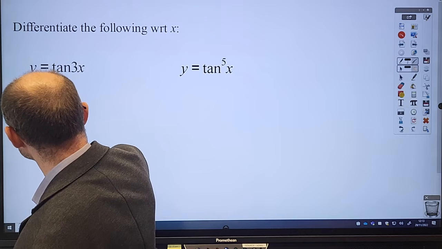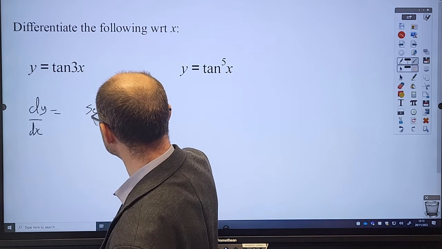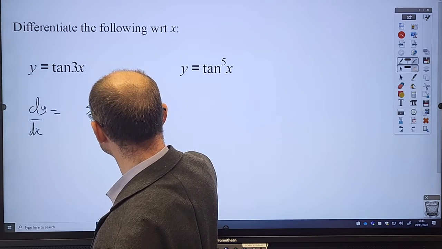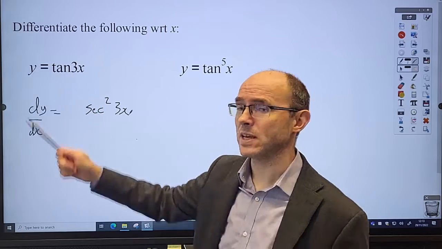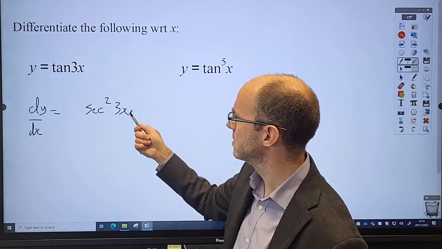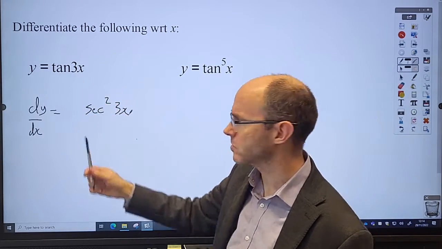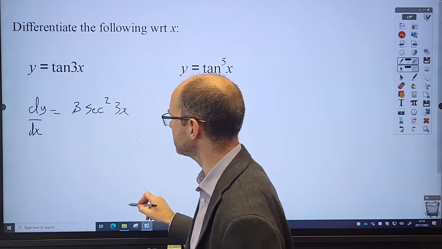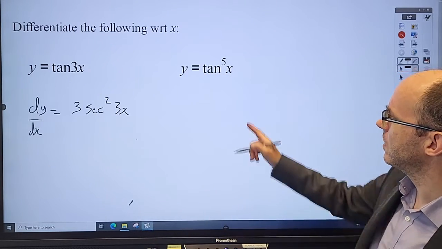Here we go, dy dx. Well, the answer is clearly going to be sec squared 3x times something. The reason is when you differentiate tan, you get sec squared. Whatever the angle is, it stays the same. So the angle is 3x, so it's going to be sec squared 3x. Using the chain rule, you differentiate 3x to get 3. So your answer is 3 sec squared 3x. Nice and simple.